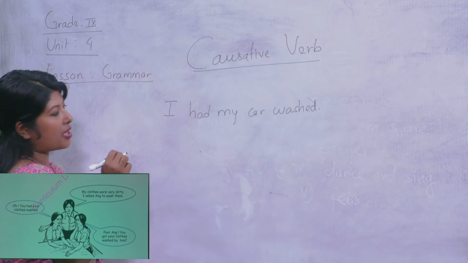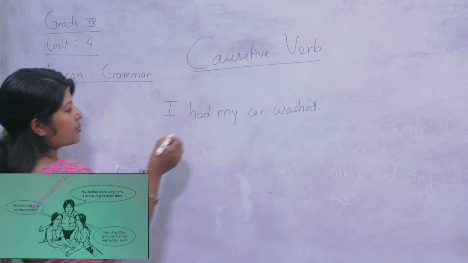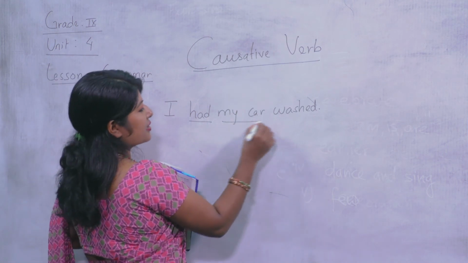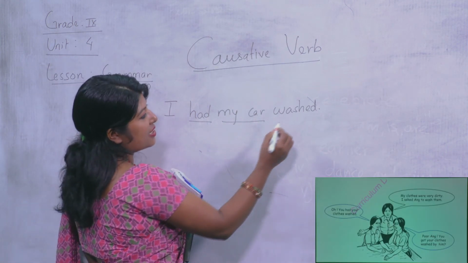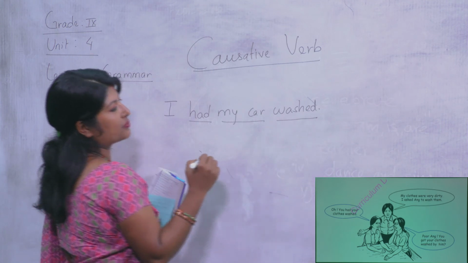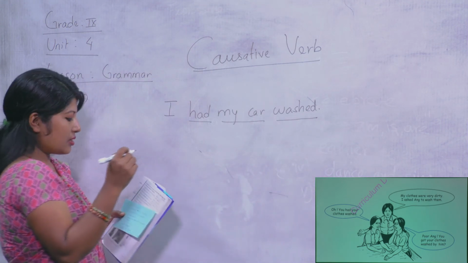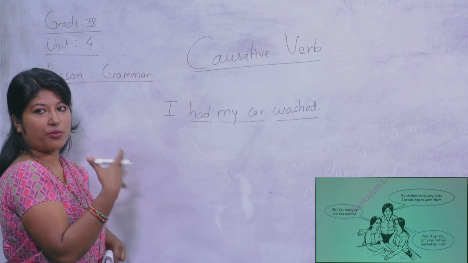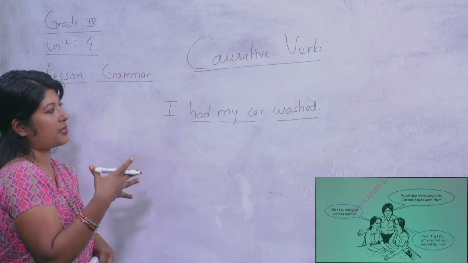I had my car washed. So "had" is the causative verb here. My car is what? Object, and there is the main verb, washed. Let's analyze the structure. How would be the structure of this statement?